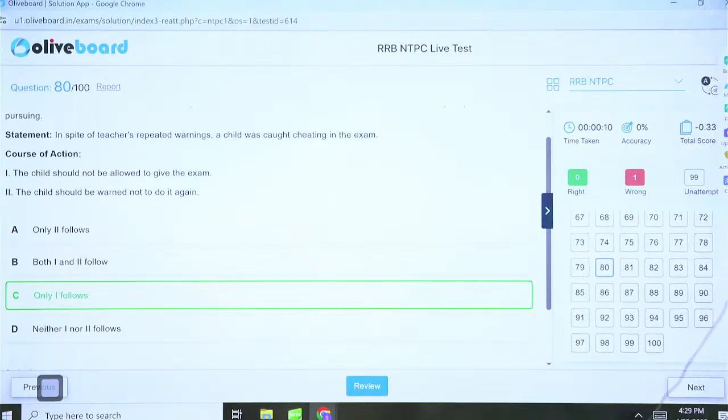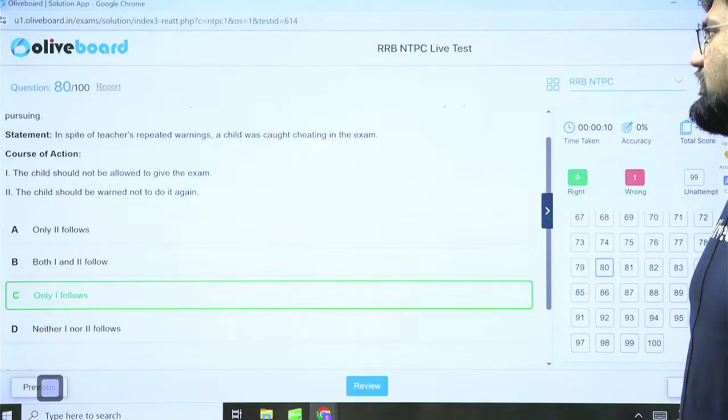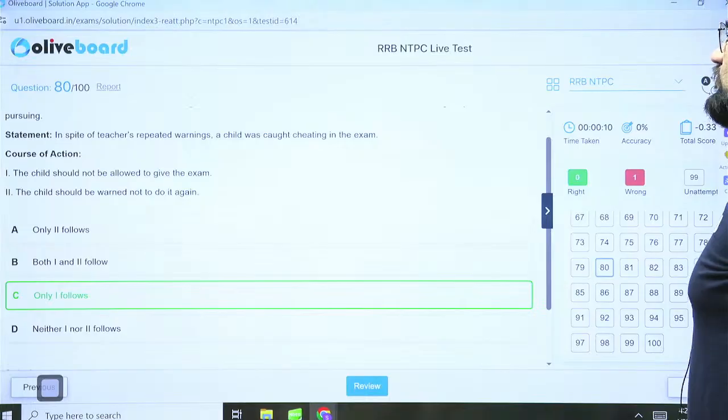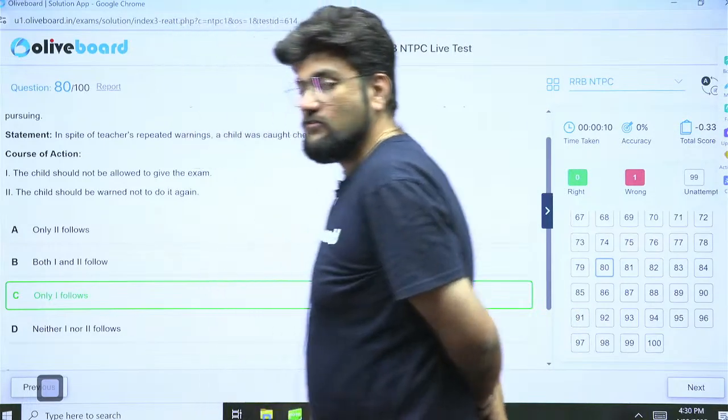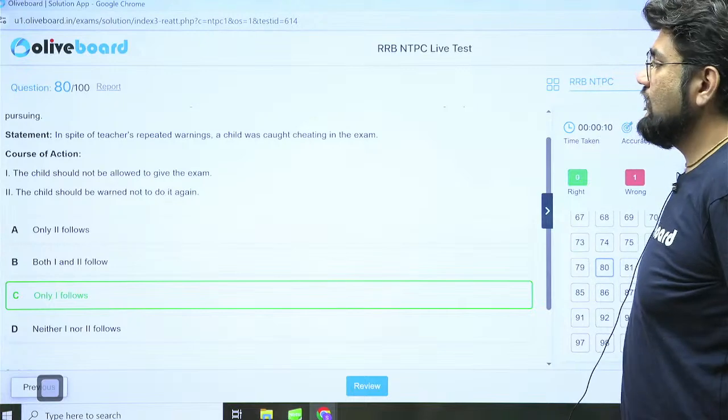Right? See, if it was just that a child was caught cheating in the exam, we could have gone with either of them. But in spite of teachers' repeated warnings, the child cannot be warned again.